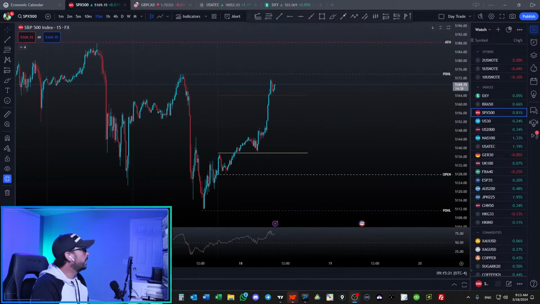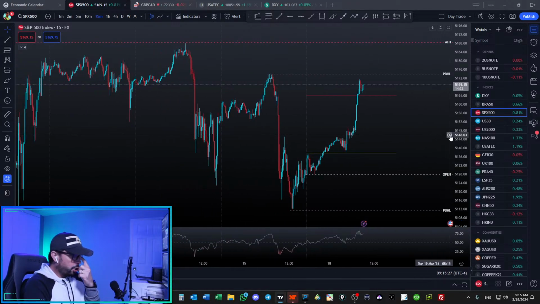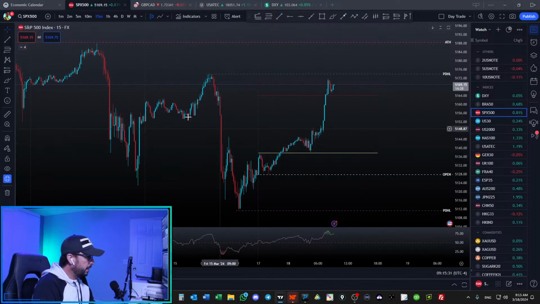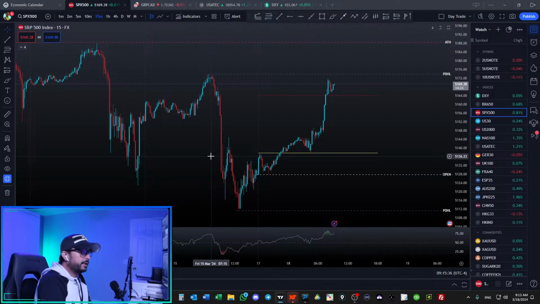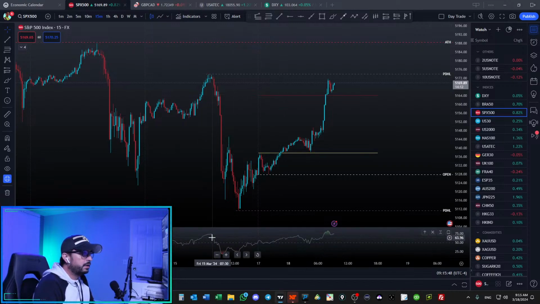So here we got a 15-minute. We got S&P on the chart. So let's go make sure we got the levels set up. Today I have no moving averages on the chart. Got the chart cleaned. The only indicator we had on is the RSI, and we got the pivot points.